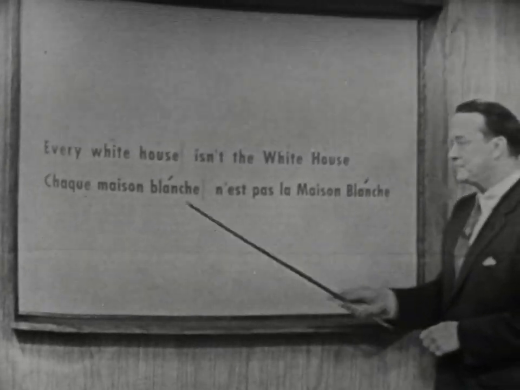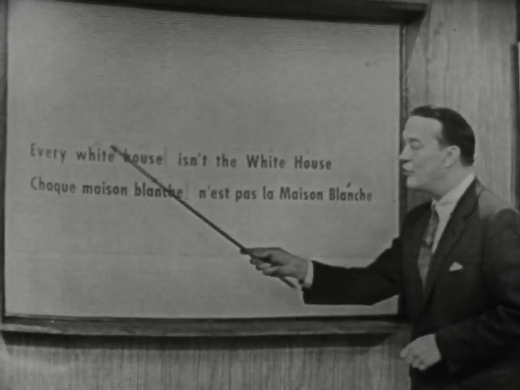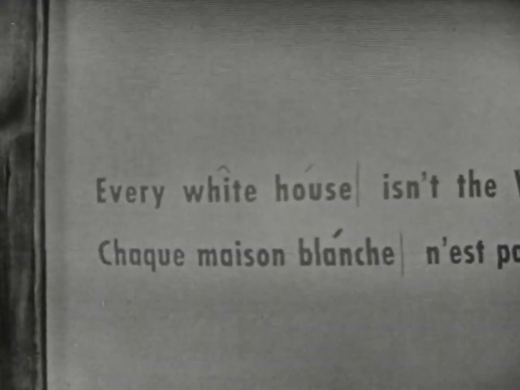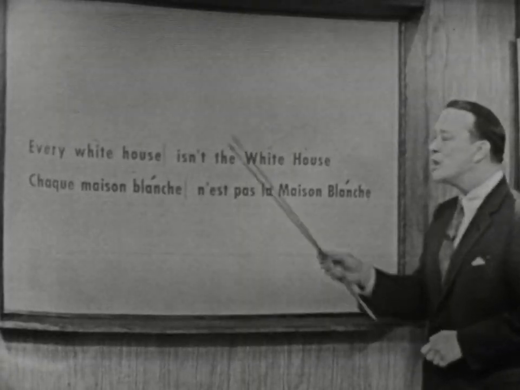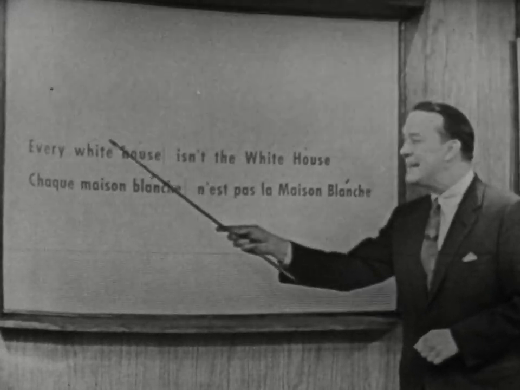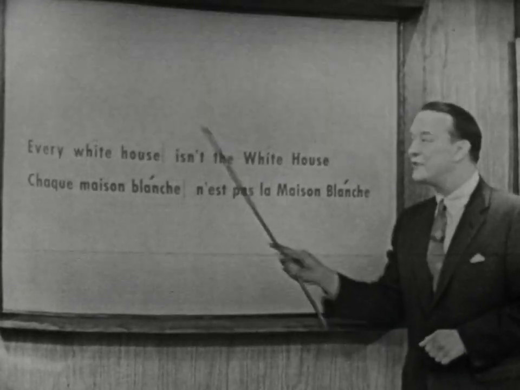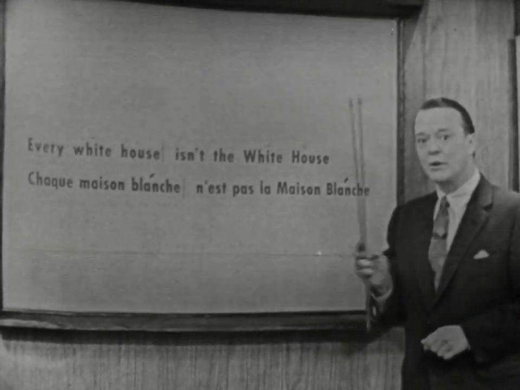And here you see it. Every white house isn't the White House. Here is the secondary stress on the white, signifying the adjective, and here the primary and the tertiary makes this a compound. In other words, what makes this a pun in English is the fact that English has 4 degrees of stress, and we have to change them around depending upon the patterns in which we find these words.